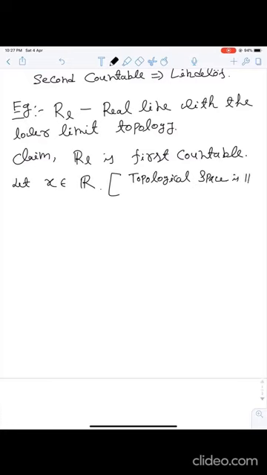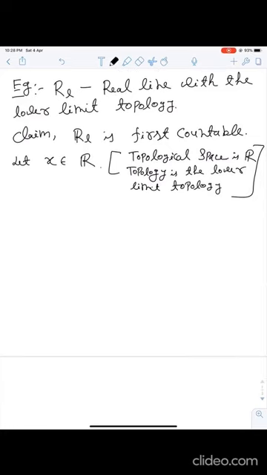The space is R and the topology is the lower limit topology. So you have to understand that the topological space is R, not the RL, right? RL means we just denote the topology by the RL. That is that X tau, that pair we denote by RL. But here our topological space is R. Now let x belong to R.